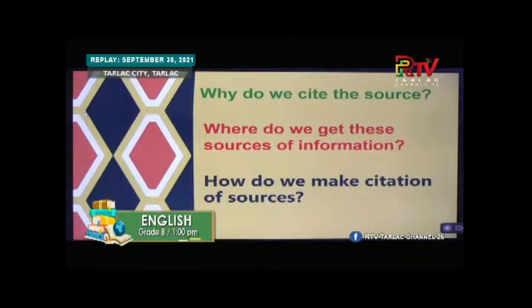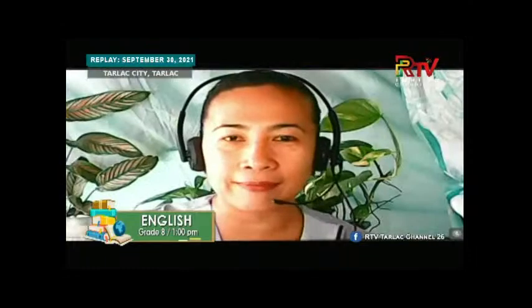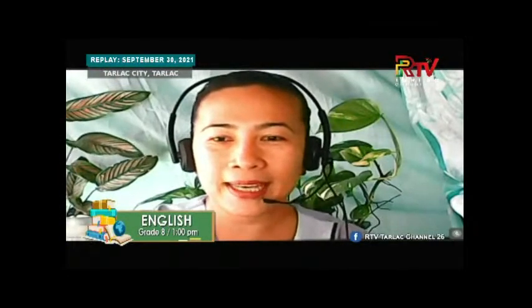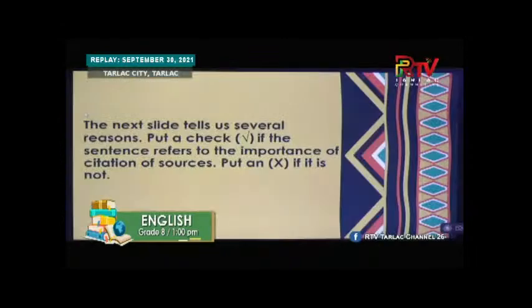Okay, grade 8 students, these are the questions that we will try to find out as we continue with our lesson. But before that, the following slides tell us several reasons why we cite sources except for one. Okay, so there are 5 items. Put a check if the sentence refers to the importance of citation of sources. Put an X if it's not.